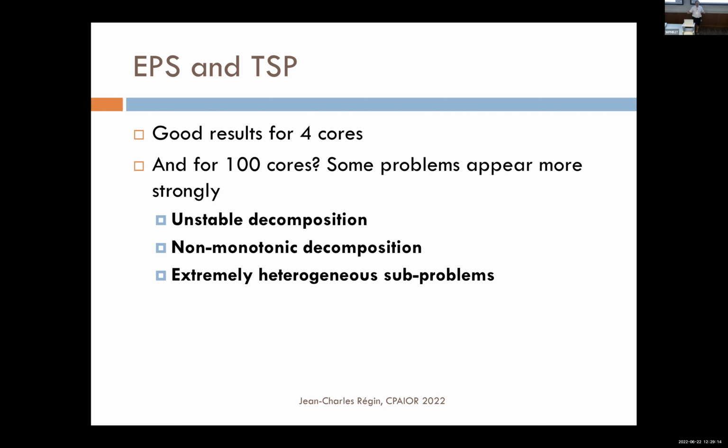I have 8 cores, it works well. 16 cores, that's very good. Look at my graph, this is very good. And so some problems appear more strongly. This is the thing we are going to see. So we can identify 3: unstable decomposition, non-monotonic decomposition, extremely heterogeneous subproblems.